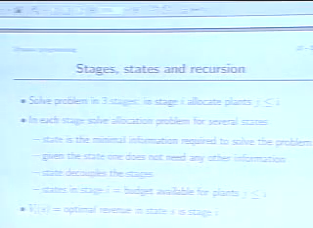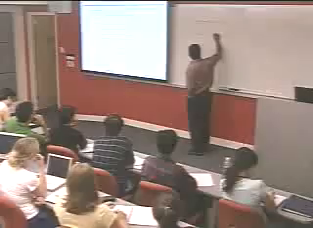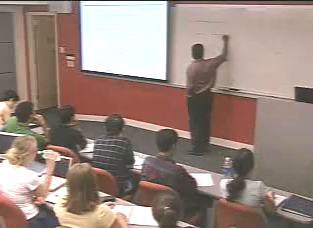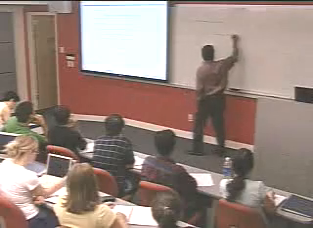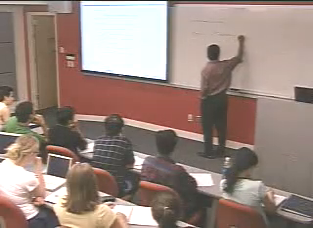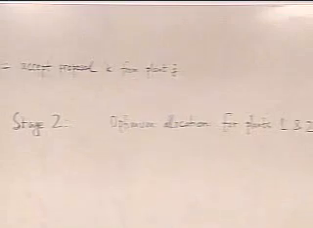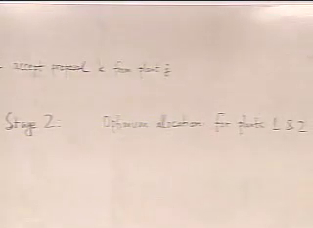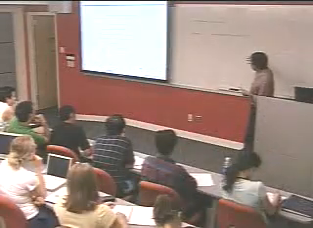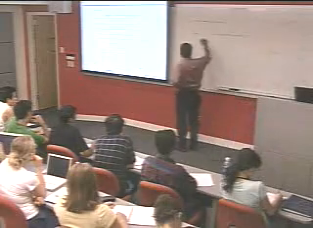So let's look at stage 2. In stage 2, I'm going to look for the optimum allocation for plants 1 and 2. I'm not going to bother about 3 for the moment. I'm only concerned in plants j less than or equal to I. I in this case is 2, so I'm looking at plants 1 and 2. And now what I want to do is solve this problem for different values of the state. What is the state in this case? What is the information I need to solve this problem?